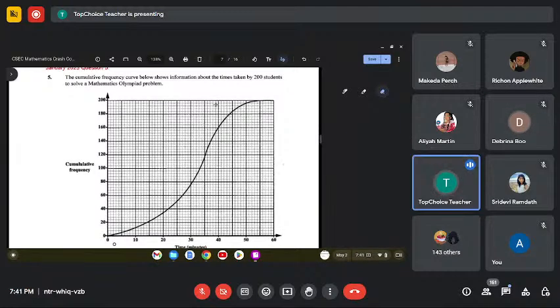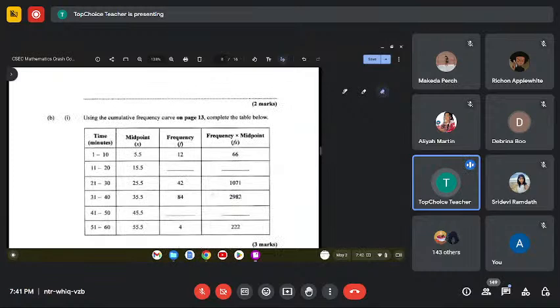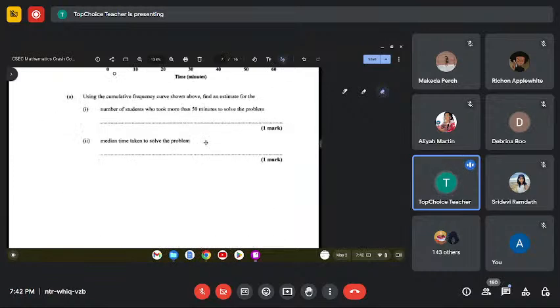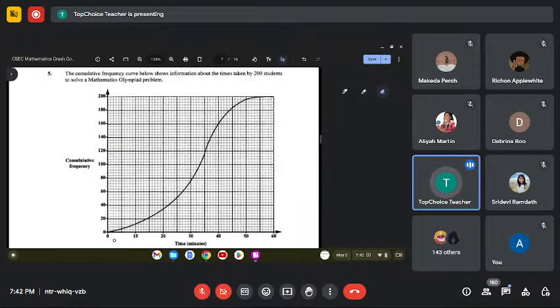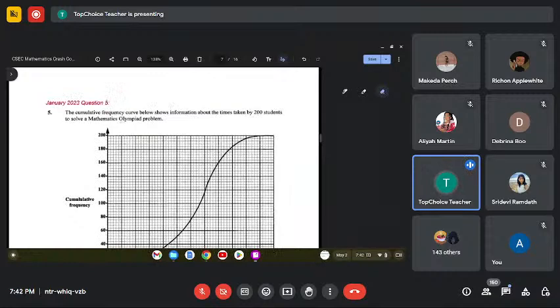Right. So they gave you a cumulative frequency curve, and you have to work backwards and answer questions based on it. And it might seem simple, but mind you, don't underestimate this question. This question is not to be trifled with, right? So let's take our time and dissect this question in the last 20 minutes we have.